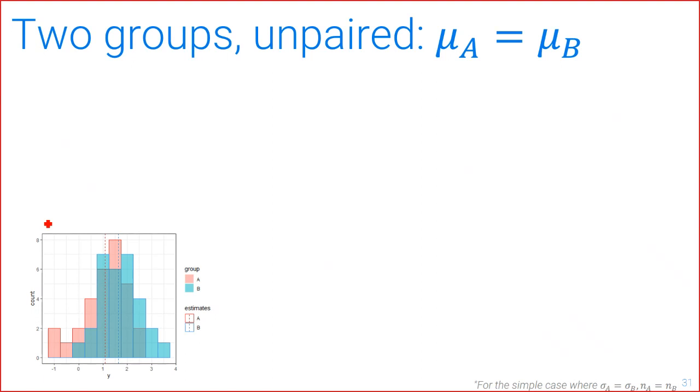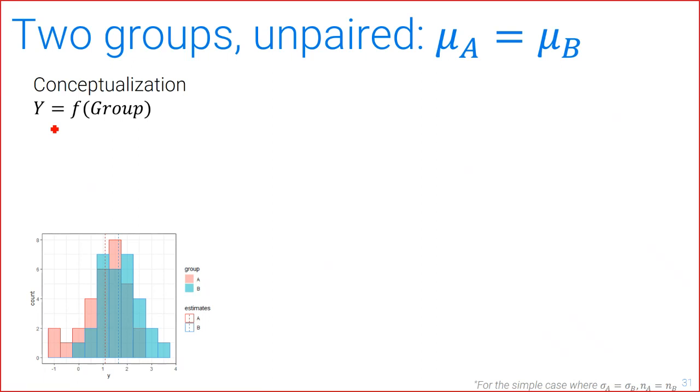Let's go to the case in which we have two groups in the unpaired case. So think about treatments: we have patients in one group, patients in the other group. So we collect some data. We have group A in red, group B in blue, and these are the histograms, and the dashed lines are again the estimates. From a conceptual point of view, the response, Y, is a function of the group. It's determined by whether you are in group A or group B.